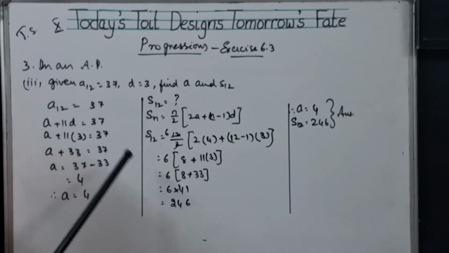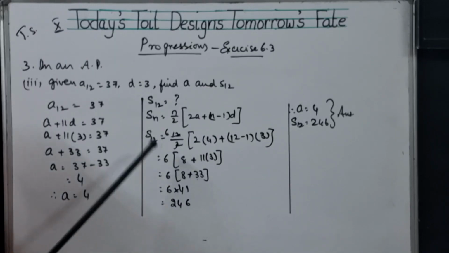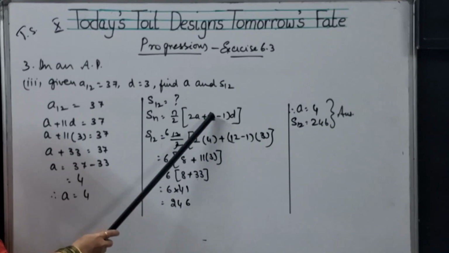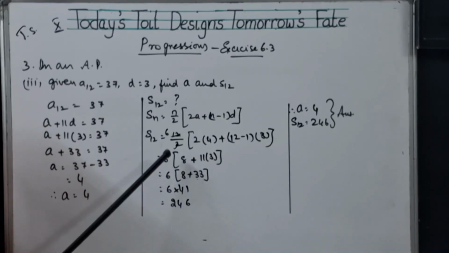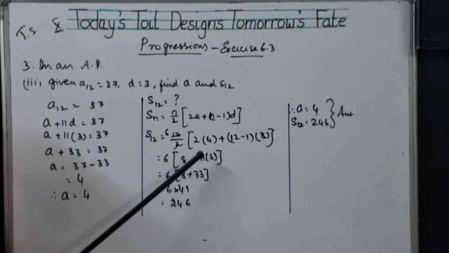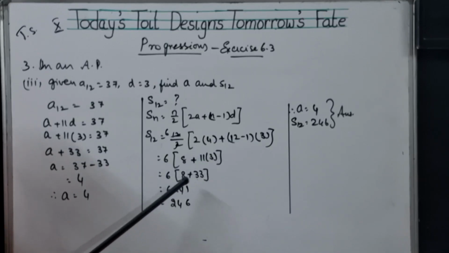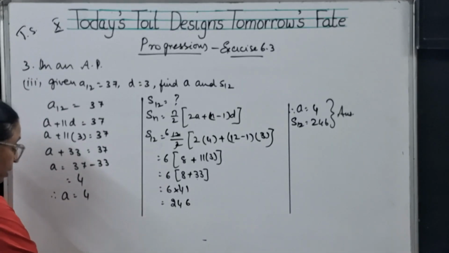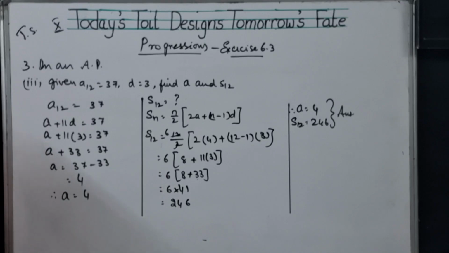Now we want the sum to 12. The general formula is Sn is equal to n by 2 into 2a plus n minus 1 into d. So S12 is equal to 12 by 2 into 2 into 4 plus 12 minus 1 into d. N is 12. I have divided here to 6 into 2 fours are 8 plus 12 minus 1, 11 into 3. So 6 into 8 plus 33. 6 into 41, that is 246. So A is equal to 4 and S12 is equal to 246 are the answers for this bit, children. Please note it down.